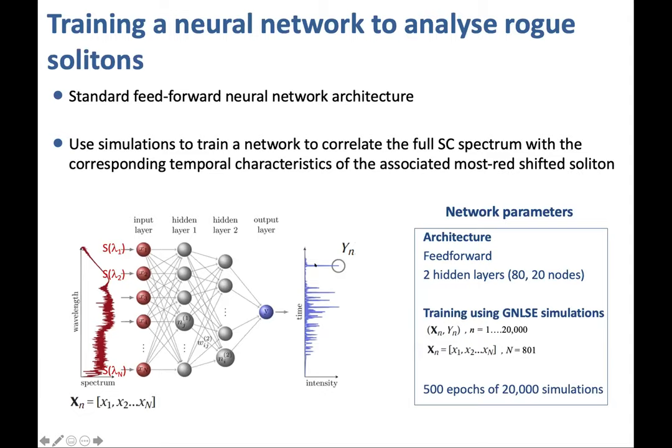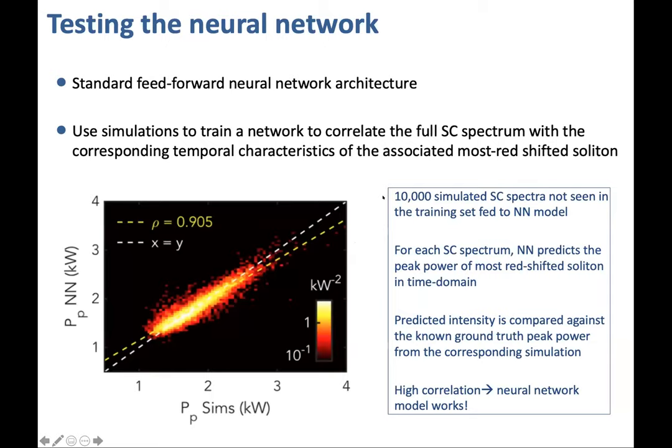So in this case, we train the network over 20,000 different numerical simulations. It's actually a very similar architecture as the modulation instability case, so feed forward and the same number of hidden layers. And then we tested the performance of the model on some unseen simulated supercontinuum spectra, 10,000 in that case. For each of these 10,000 unseen spectra, we asked the network model, once it has been trained, to predict the peak power of the most redshifted soliton in the time domain, its duration and temporal walk-off.